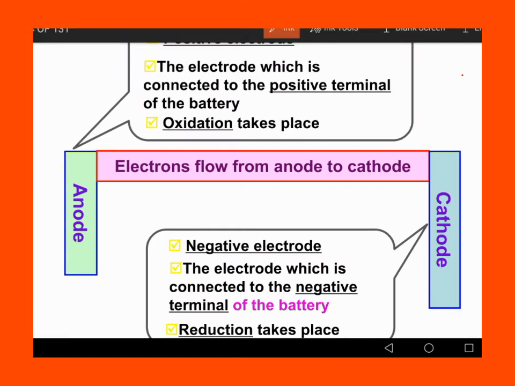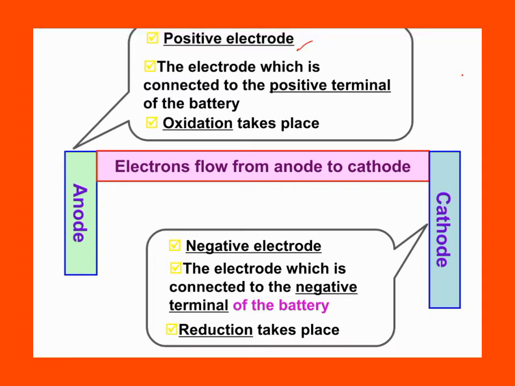Let us look at the anode and cathode criteria. The anode is the positive electrode, which is connected to the positive terminal of the battery, and the oxidation reaction takes place there. The cathode is the negative electrode, connected to the negative terminal of the battery, and the reduction reaction takes place there. In electrolysis, the electrons flow from anode to cathode.